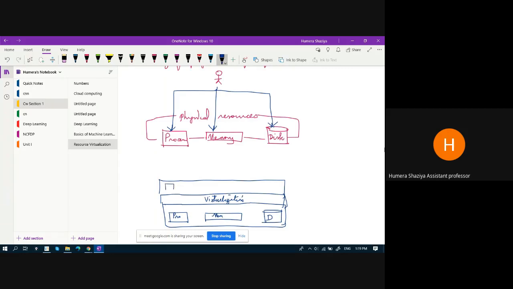Then physically, how many processors are there? Only one. Virtually, how many are there? Three. Three processors, for instance, two memories and three disks. How many users can interact now? Several users can interact.